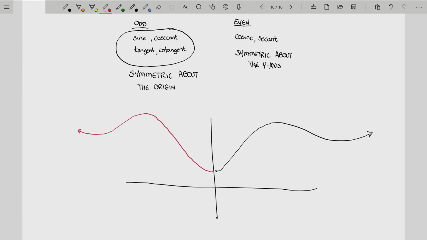You really want symmetry with your functions if you can get it. But often it's not the case. But luckily with trig, all the functions have some type of symmetry to begin with.